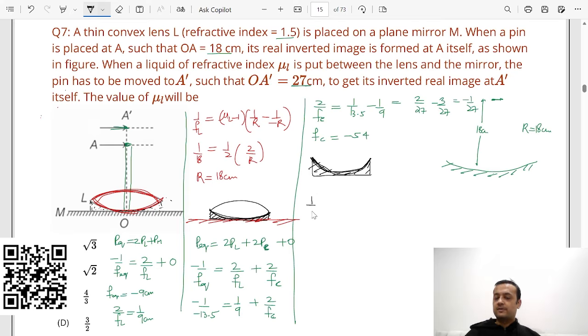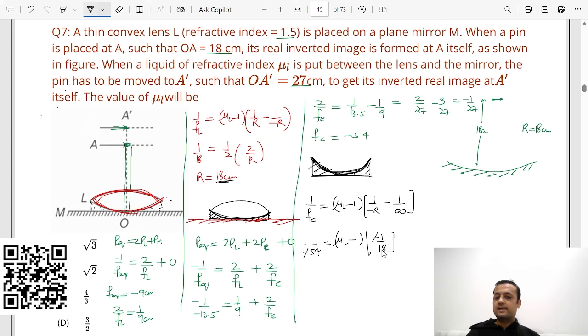So using the lens maker formula, 1 by fc will be mu of liquid minus 1 into 1 by r1 minus 1 by r2. This r1 is negative and it is equal to the radius of the plano convex lens, and r2 is infinity. So 1 by fc, fc is minus 54, is equal to mu l minus 1 into minus 1 by r, and r we had calculated as 18 centimeter.